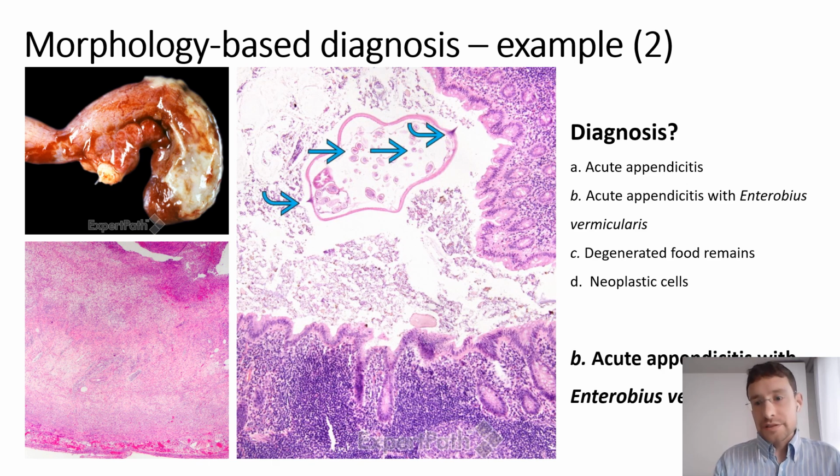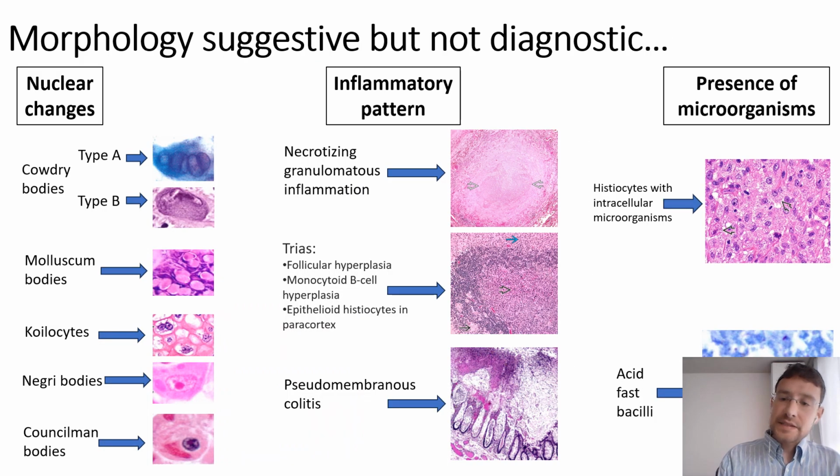So these are just two cases to show that we are sometimes able to recognize these bugs immediately and to diagnose an infectious disorder. Sometimes this is not enough. Morphology is not sufficient to make such a diagnosis. Sometimes we have nuclear changes, an inflammatory pattern, or presence of microorganisms which may suggest a particular diagnosis but are not specific. For example, in nuclear changes, you may find Cowdry bodies, in which you have the three Ms: multinucleation, margination of chromatin, and molding, which is suspicious for herpes simplex infection.